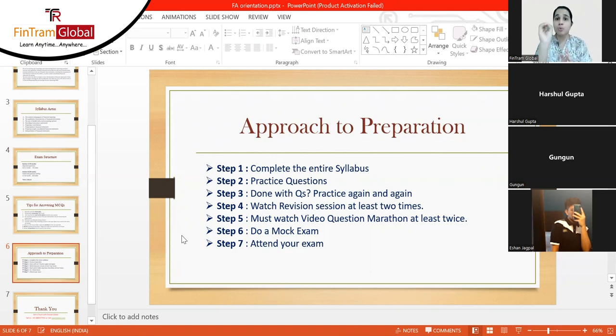Nobody is saying that you book your exam on that day, but just keep a date selected in your mind and work towards a date. You could prefer studying in the morning. Someone prefers studying at night. Whatever suits you, whatever floats your boat, you do that.